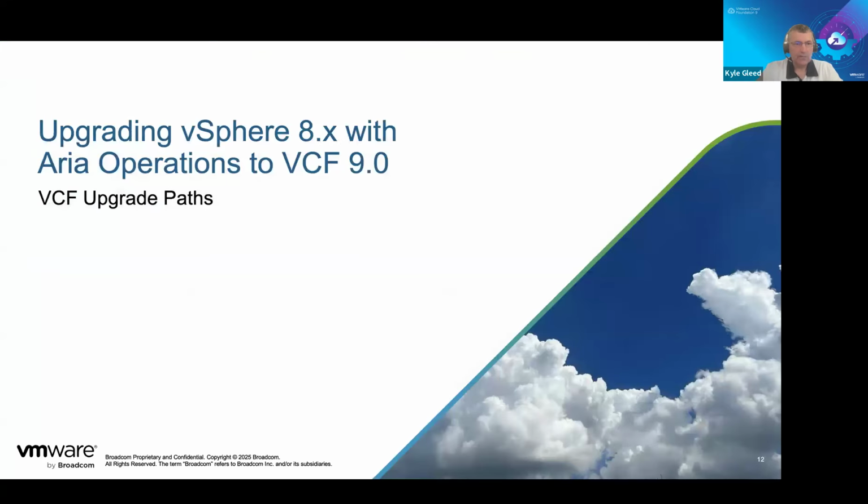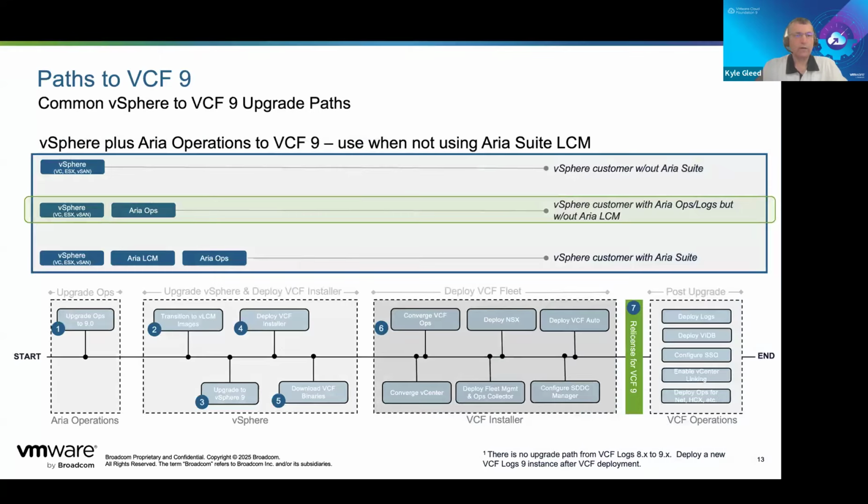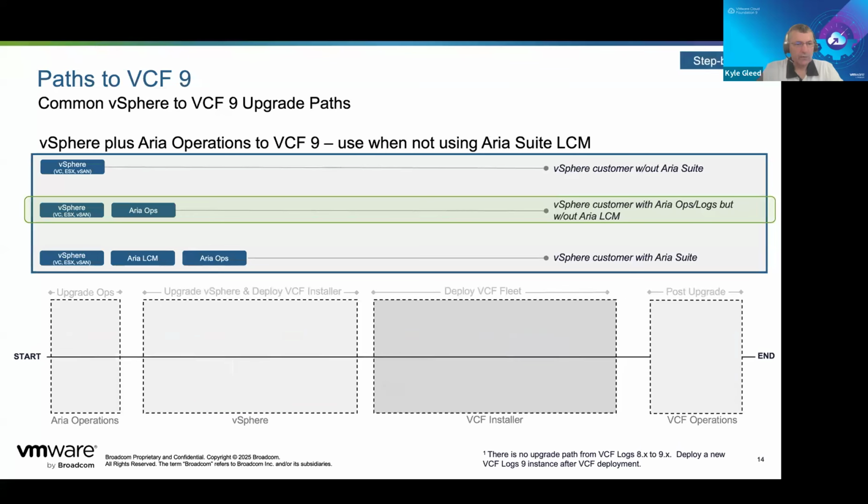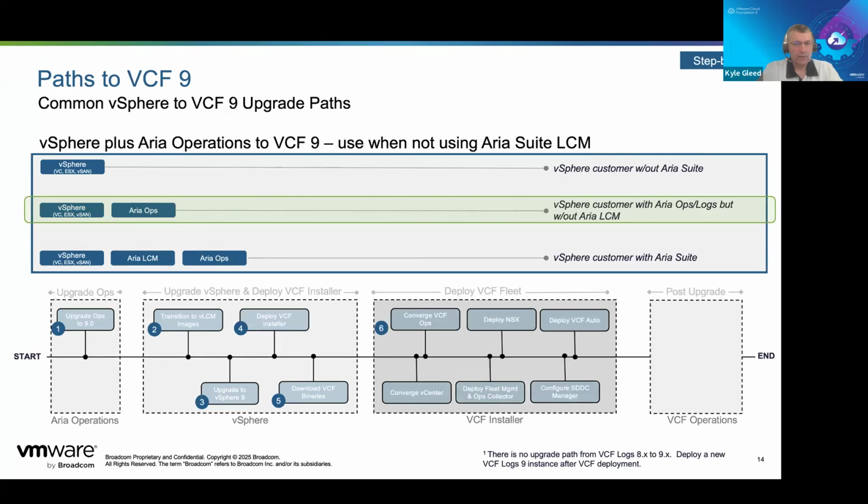Now, as we mentioned, the upgrade path varies slightly if you have an instance of ARIA operations. So here you'll see we have an ARIA operation, so there's an extra step here. That extra step is we start by upgrading from ARIA operations 8.18 to VCF operations 9.0. Once we've done that, we'll pick up where we left off before, where we transition to our VLCM images if we haven't already done that. And then you'll see it's the same process here. We'll upgrade vSphere, download the installer, download the binaries, and then we use the installer.